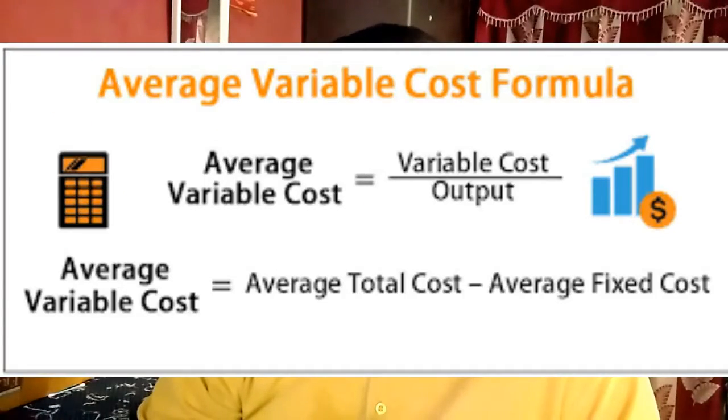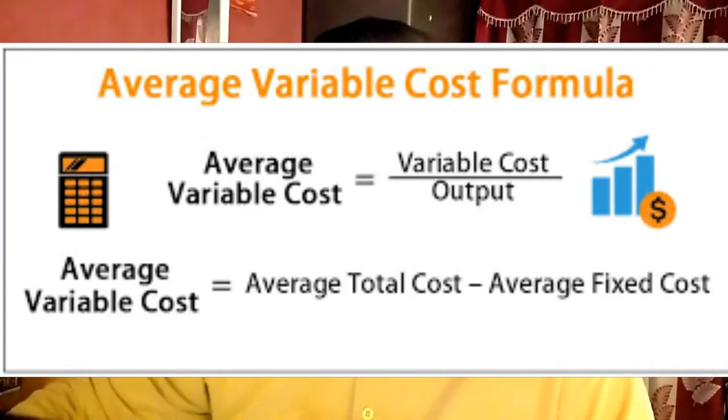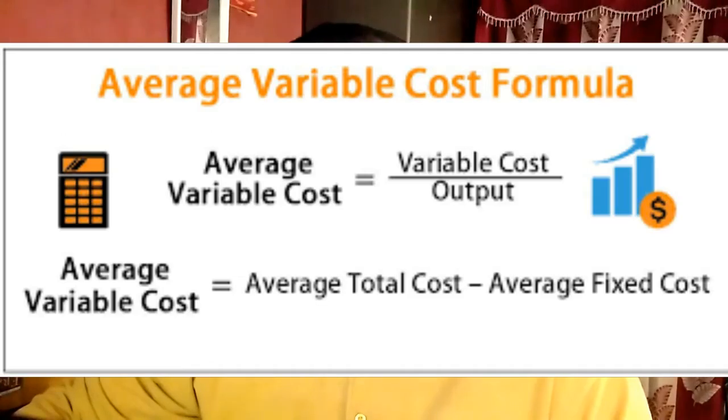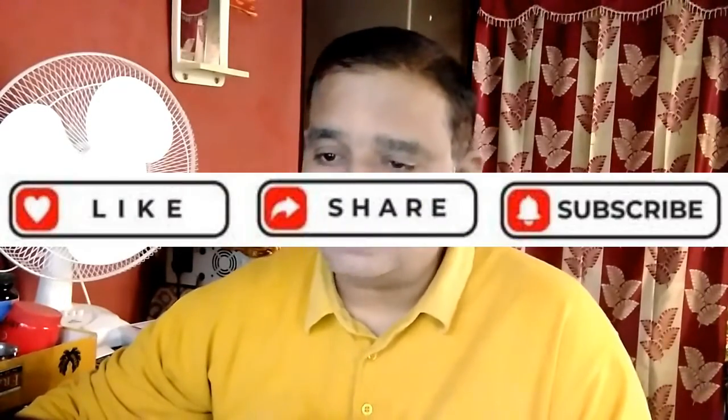Next point is, what is the average variable cost formula? Calculate the average variable cost using the equation AVC is equal to VC by Q, where AVC means average variable cost, and VC by Q means variable cost by quantity. And next point is, what is the difference between average cost and average variable cost? The difference between average total cost and average variable cost is the average fixed cost.